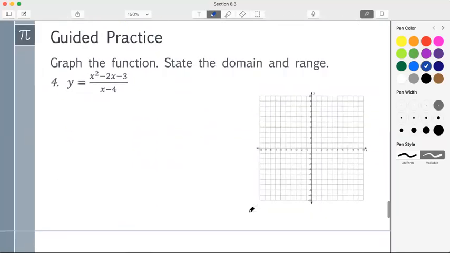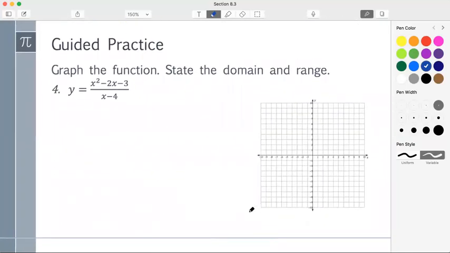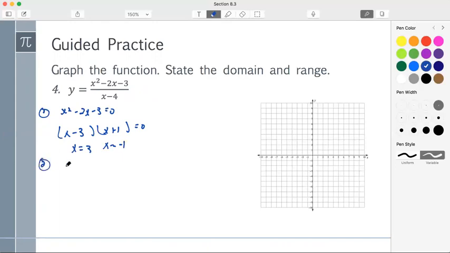And then last but not least, number 4. Step 1, set the numerator equal to 0. X squared minus 2x minus 3 equals 0. We factor. We have (x minus 3)(x plus 1). So x equals 3, x equals negative 1, x-intercepts. Step 2, set the denominator equal to 0. So x equals 4, vertical asymptote, which means your domain, all real numbers such that x cannot equal 4.